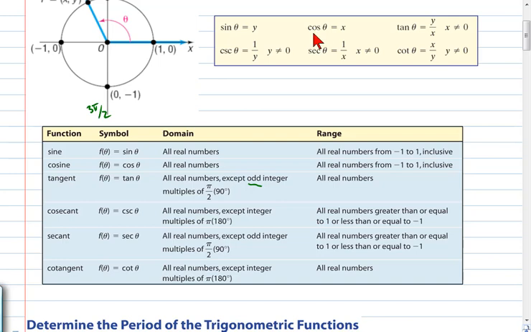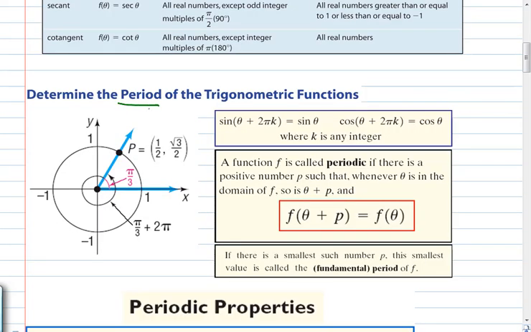Range, sine, and cosine are going to oscillate between 1 and -1. Secant and cosecant, they're going to be bigger than 1 or less than -1. Tangent and cotangent, the range will be all real numbers. When we talk about the period of a trig function, we're talking about the time it takes to go around until we get the same exact value back. And it's going to be multiples of 2 pi. So we would say then that the period for sine and cosine is going to be 2 pi.